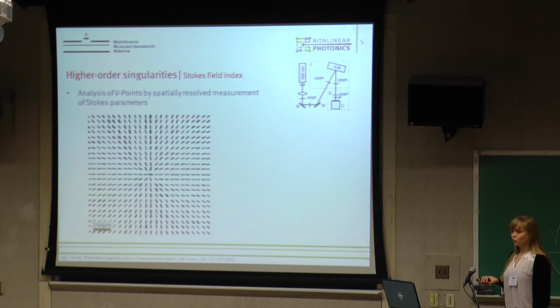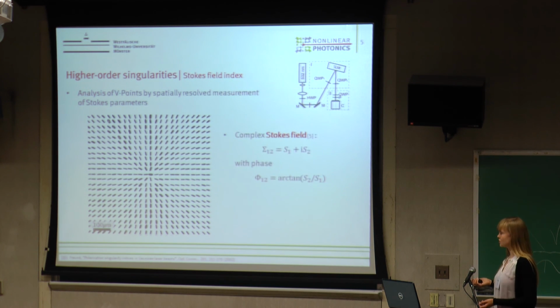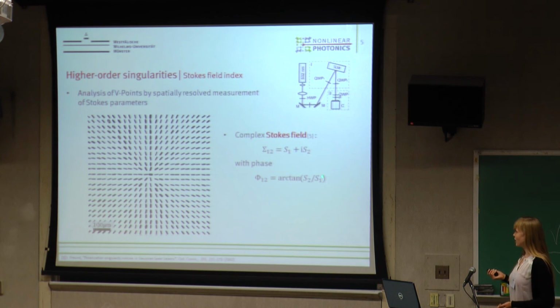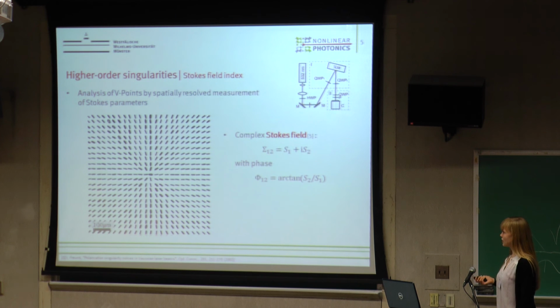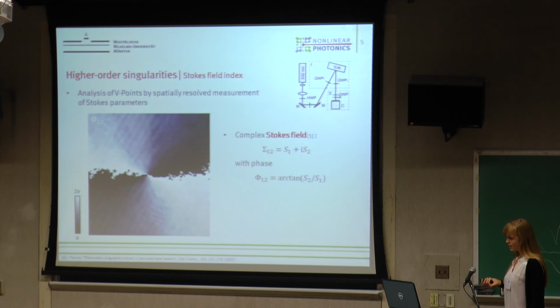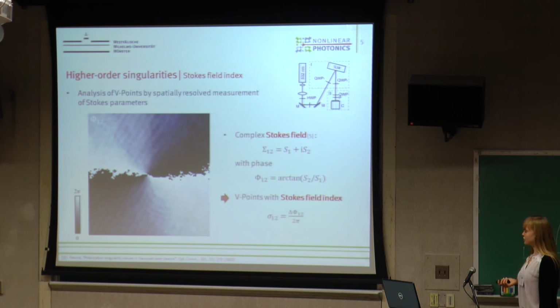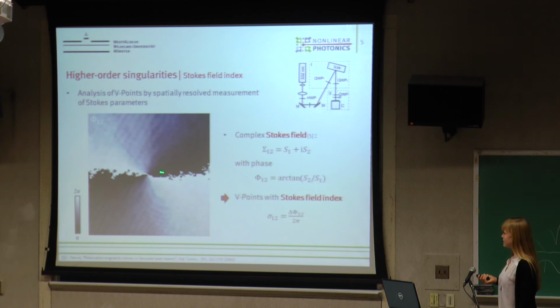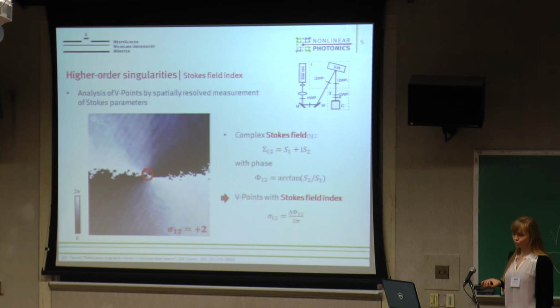So as I said, we measure our Stokes parameters pixel-wise, and now we can calculate by this the Stokes field, the complex Stokes field, which is defined by S1 plus iS2. And for this, we can also calculate the phase as the arctangent of S2 over S1. In this case of the measured radially polarized beam, we have a distribution which looks like this. And in the center, we have some kind of phase singularity, which can be defined by our Stokes field index: the change of the phase by surrounding the singularity in the center counterclockwise, divided by 2 pi. So in this case, we have an index of +2.